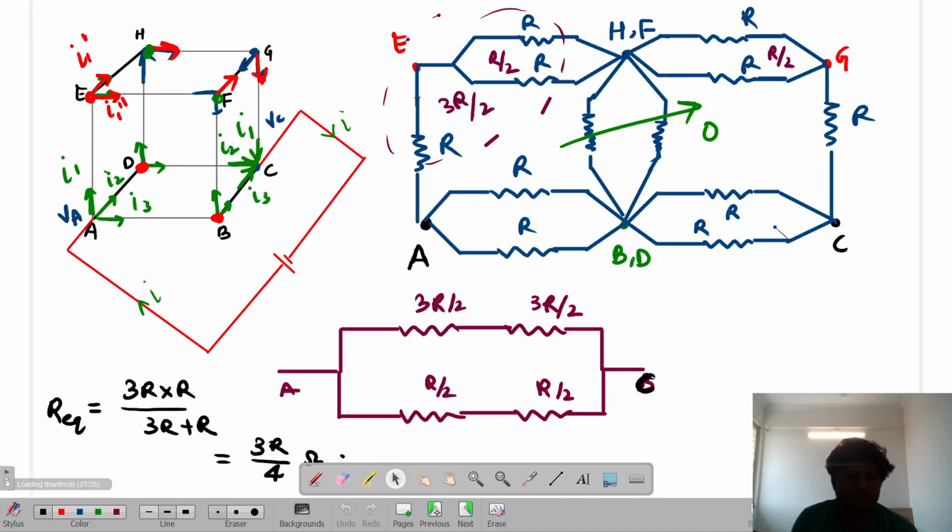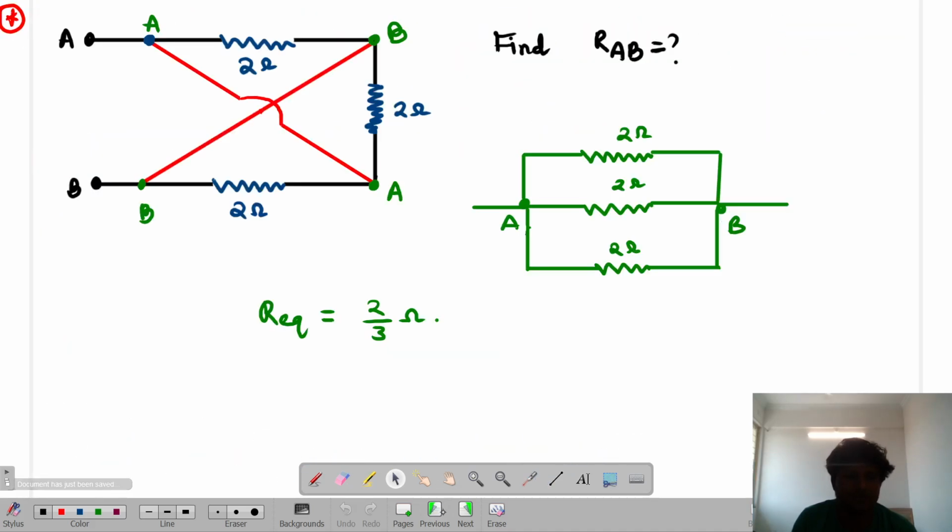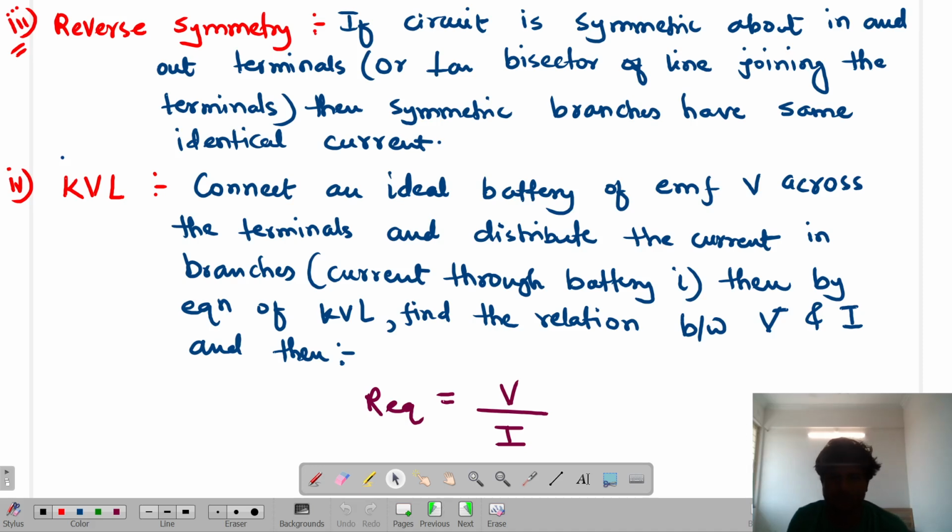So how many kinds of symmetry do I have? Two: folding and reverse.